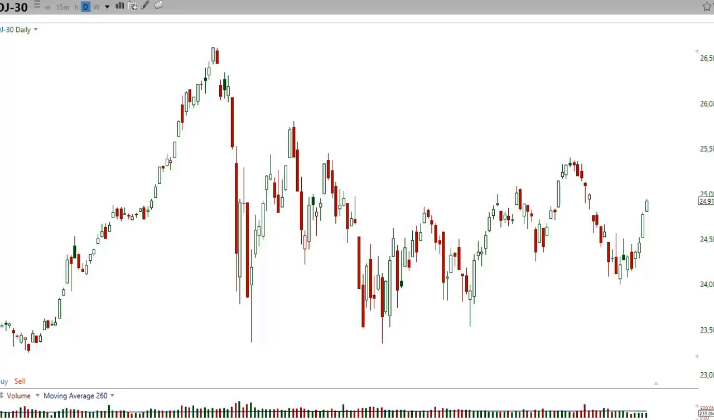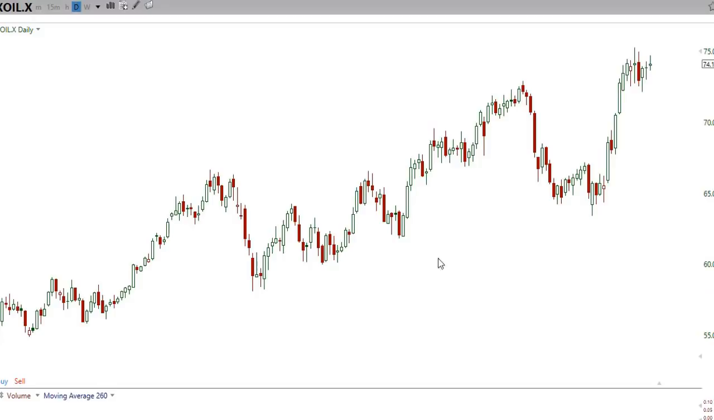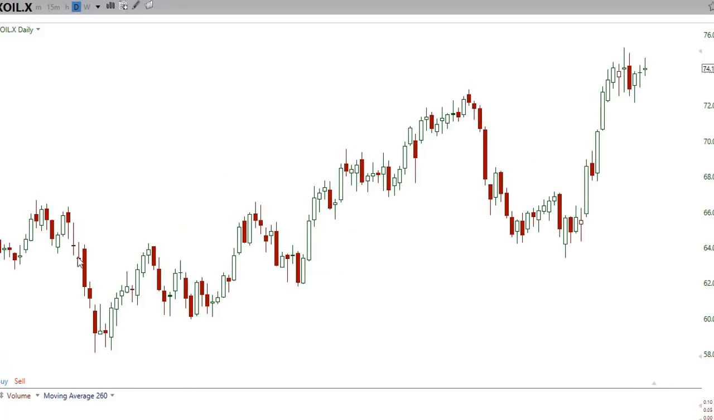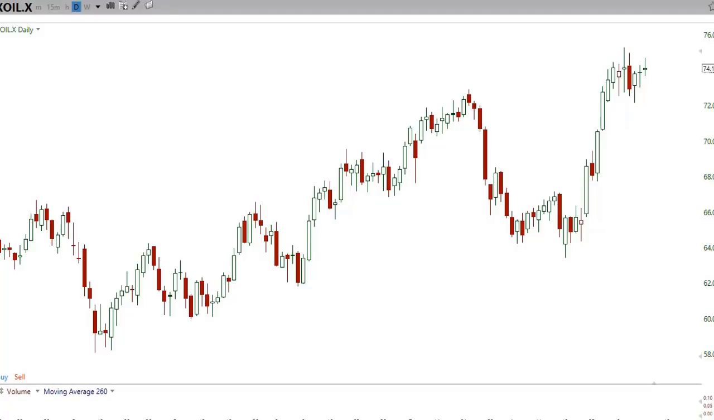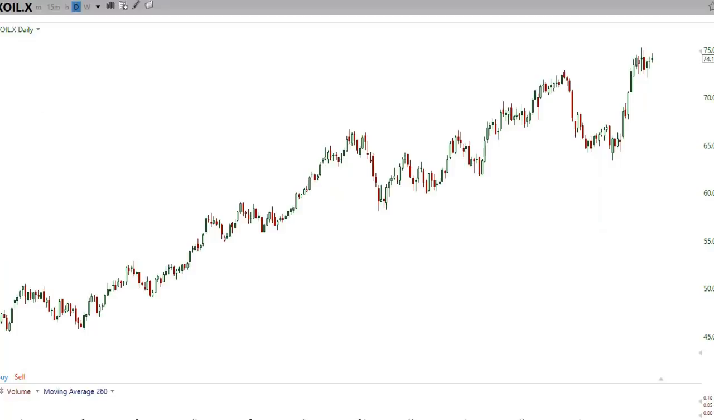I'll give you an example here. Look at this. This is oil right now. If you look at oil over the last, say, 6 months, you see all these pullbacks here, right? See, there's a pullback here, and let me share with you. Let me bring up, say, 1 year worth of a chart here.